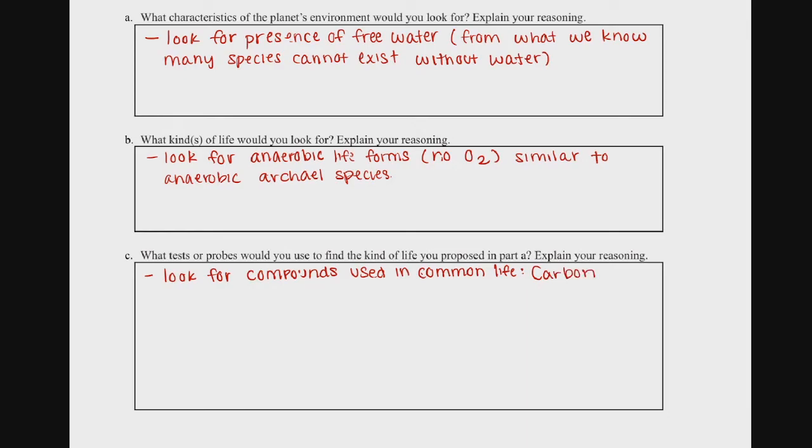And carbon is used for carbohydrates, proteins, lipids, nucleic acids.